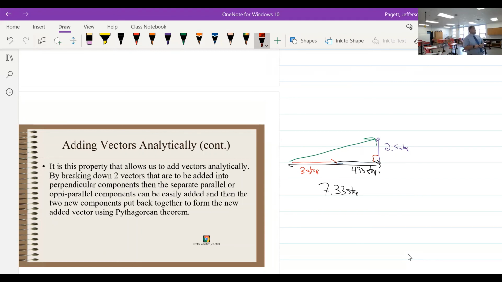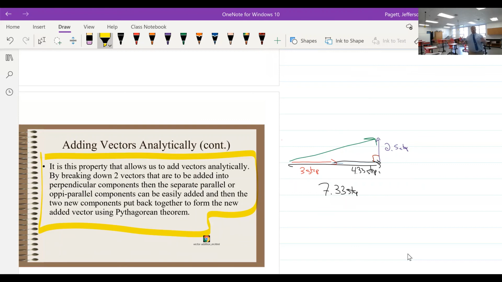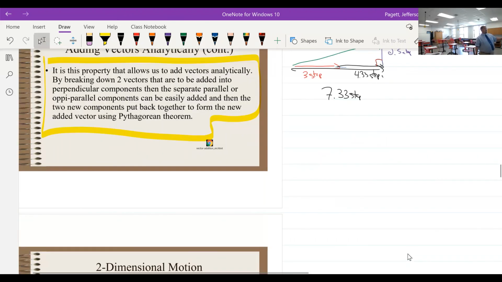We'll practice this tomorrow, but it is this piece right here. This property allows us to add vectors. We break apart any vector that's acting at an angle into perpendicular pieces so that everything is either horizontal or vertical. We then add our parallels and antiparallels together to be left with two vectors remaining that are perpendicular to each other, the 7.33 and the 2.5. And then I can put that back together via Pythagorean theorem. That's how I'm going to add them analytically.